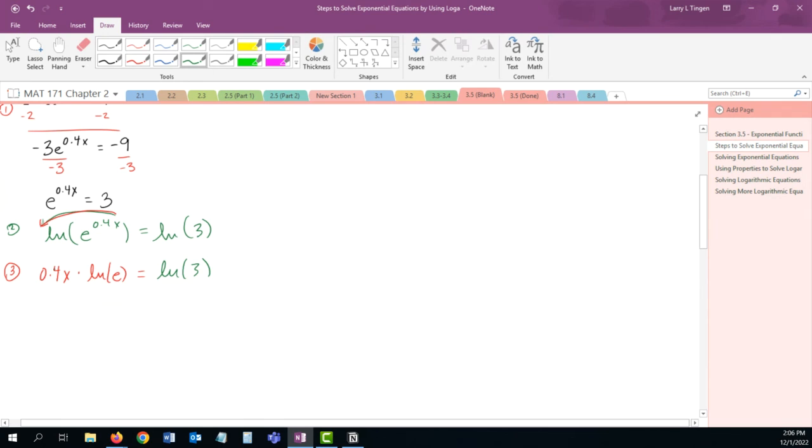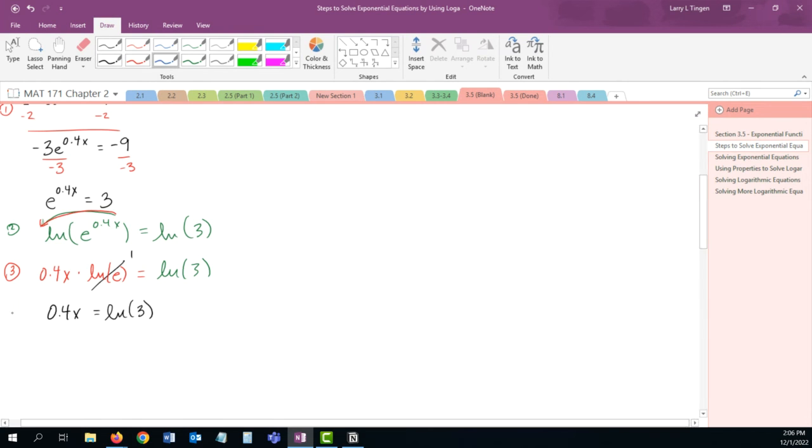And I have 4/10 x times the natural log of e is equal to the natural log of 3. The natural log of e is 1. So that means I now have 4/10 x times 1, which is just 4/10 x, is equal to the natural log of 3.